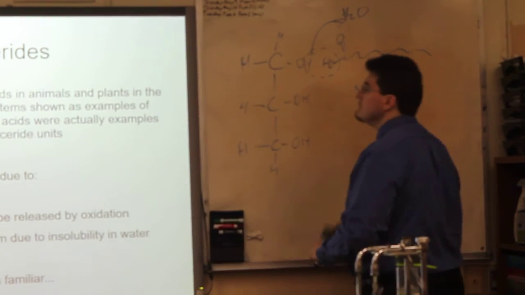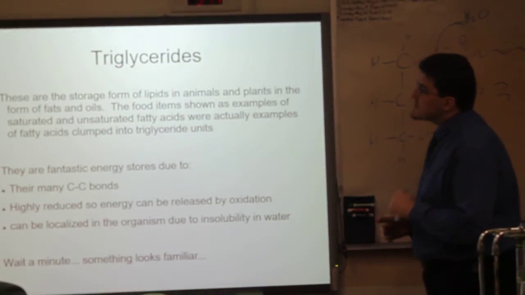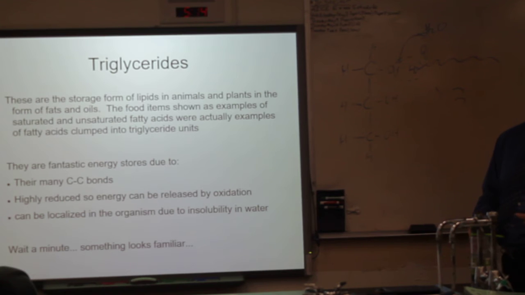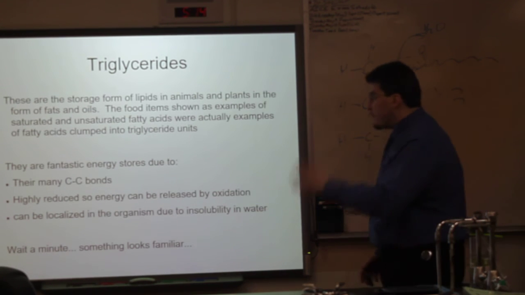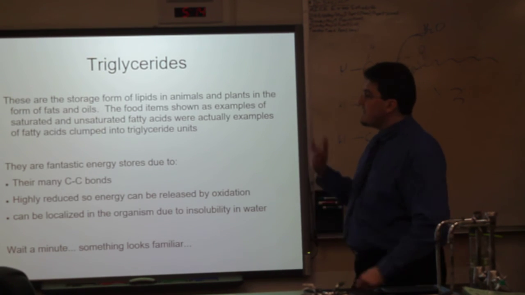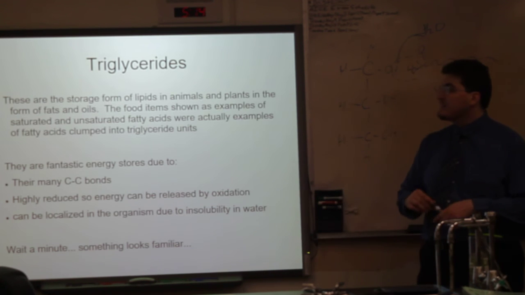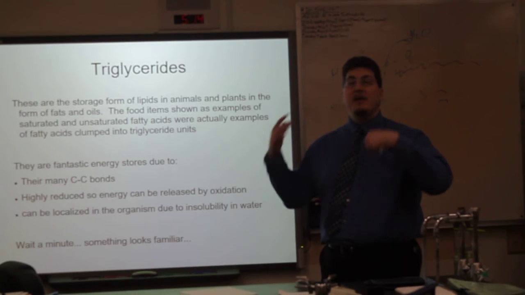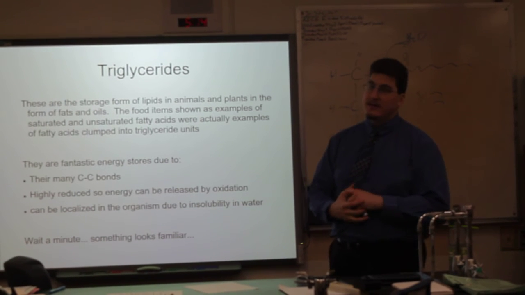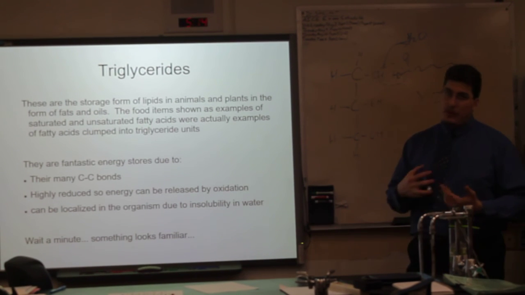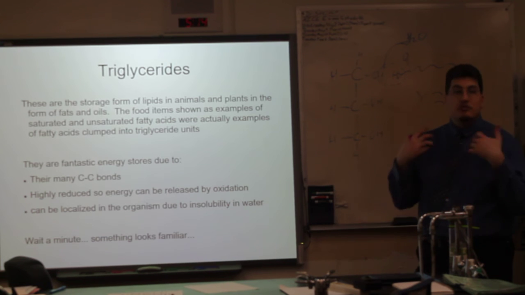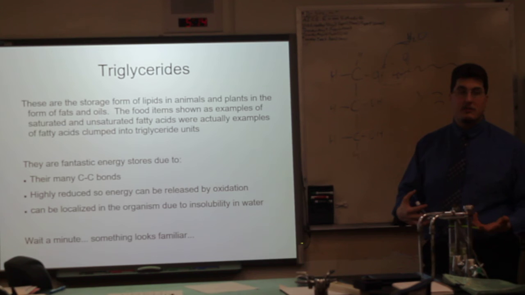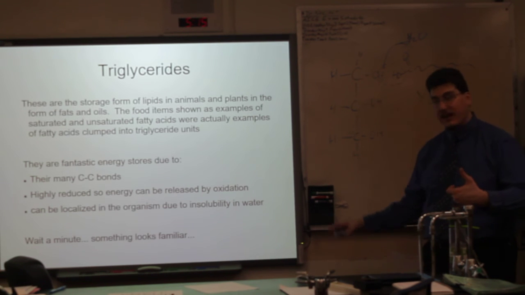Now, triglycerides. These are the storage forms of lipids in animals and plants in the forms of fats and oils. The food items that were shown as examples of saturated and unsaturated fatty acids were actually examples of fatty acids clumped into triglyceride units. So, in animals, your triglycerides will typically be saturated triglycerides. And your plant oils will be unsaturated triglycerides. They will consist of unsaturated fatty acid tails on a triglyceride, glycerol with 3 fatty acid tails.